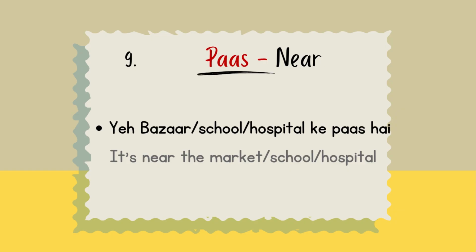pass. Pass means near. You want to say it's near the market, or it's near the school, or it's near the restaurant, or any other place. So how to say that? Ye means it's. Ye बाजार के पास है. It's close to the market, or it's near to the market.